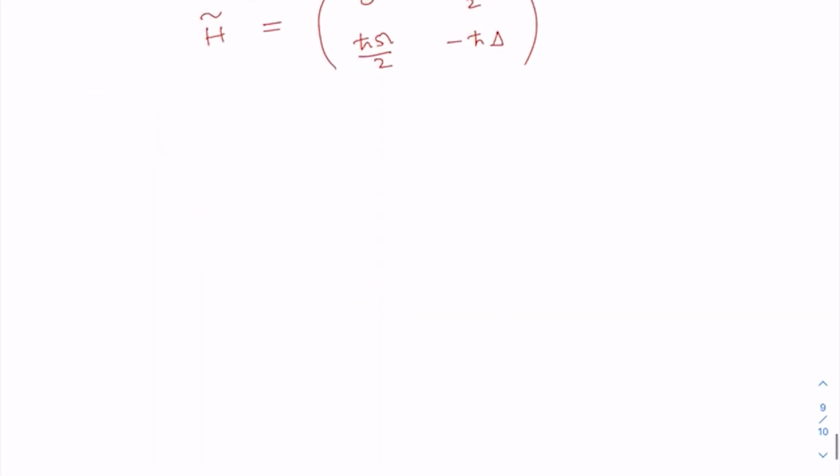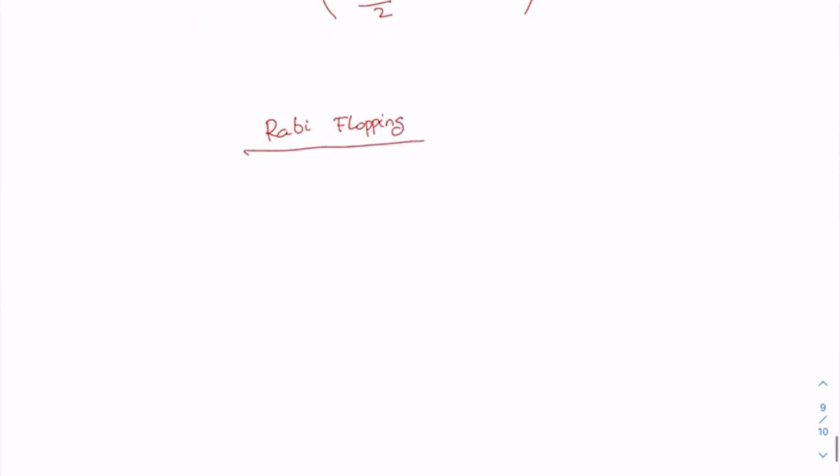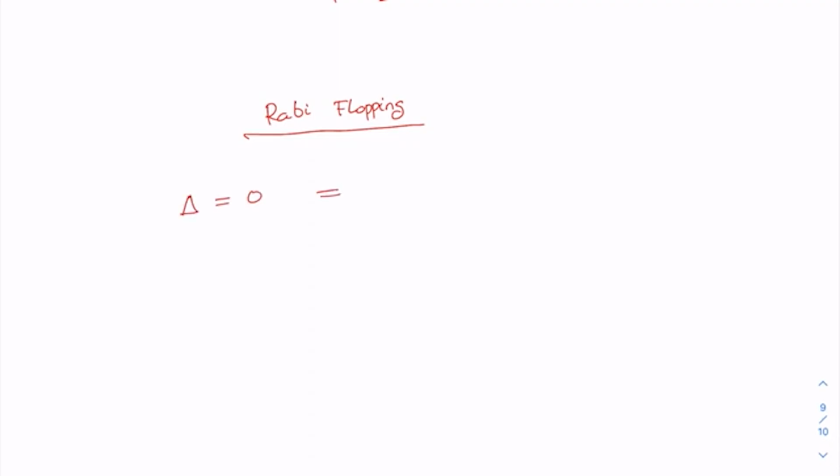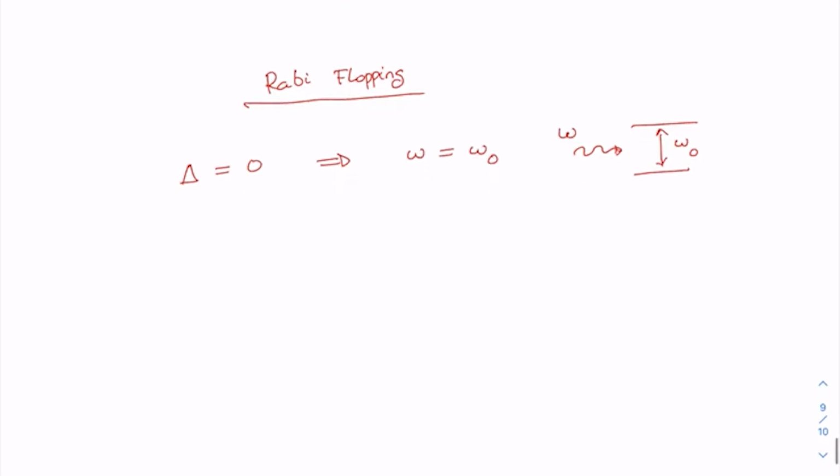Now let us discuss an interesting phenomenon which is known as Rabi flopping. First, we consider the case of exact resonance, when detuning is equal to 0. That means our laser frequency is exactly tuned to the atomic resonance frequency. So the laser that is incident exactly matches the transition frequency of the atom.